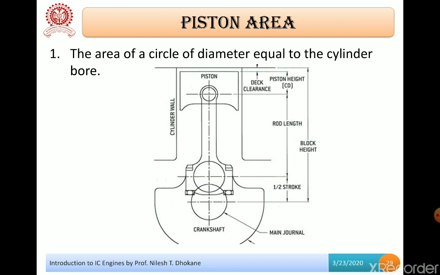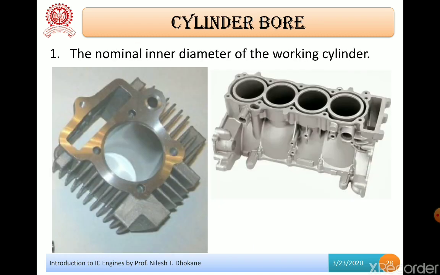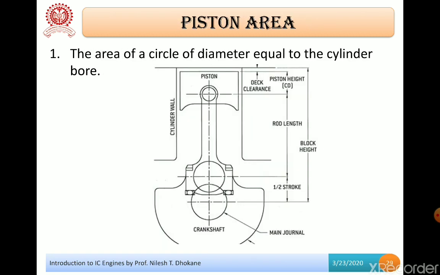Next is the piston area, denoted by the capital letter A. The area of a circle of diameter equal to the cylinder bore is called the piston area. So it is equal to pi d square by 4, where d is the cylinder bore. So in this diagram you can see the piston, and this upper area of the piston is nothing but the piston area.